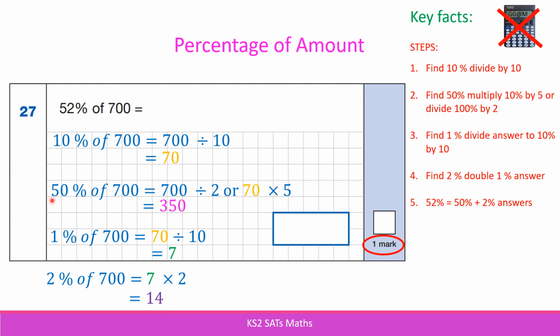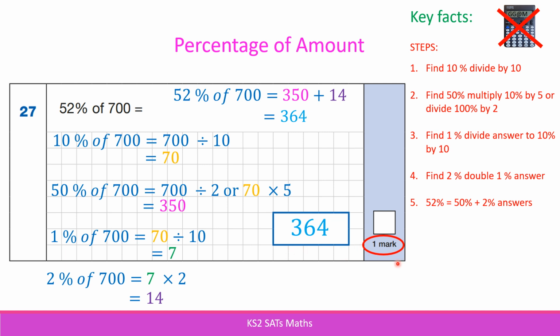Then I take my answer for 50%, which was the 350, and my answer for 2%, which was the 14, and I need to add those numbers together to find 52%. Adding together 350 plus 14: 50 plus 14 is 64, add on the 300 is 364, and you need to write the answer in the box for 1 mark.